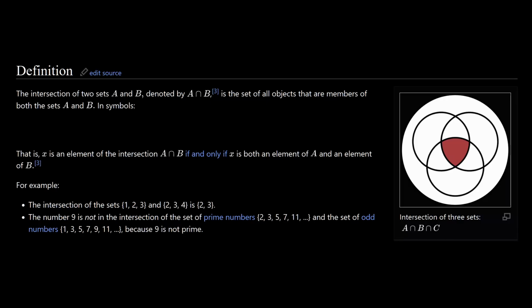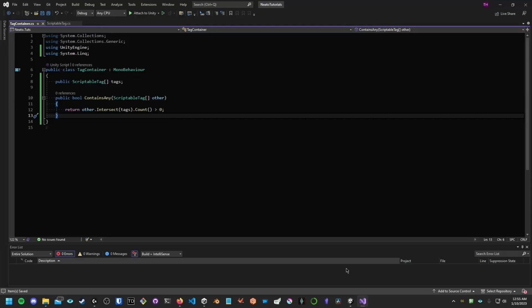In case you've never taken a foundational math class, an intersect is a mathematical function performed on two sets where the result is the overlap between those sets. So in this case, the result is a collection of scriptable tags that exist in both arrays.